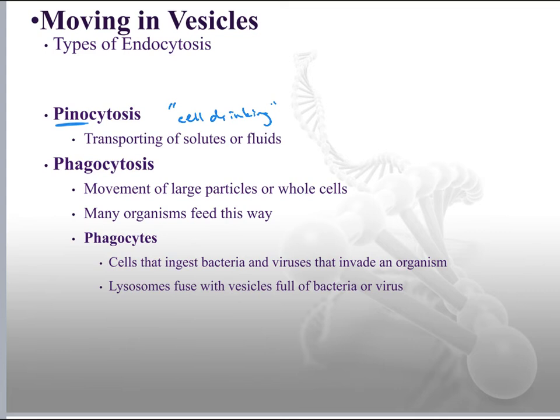And then we have phagocytosis. This is the movement of large particles or whole cells. A lot of organisms feed this way. They more or less just ingest their prey. They kind of swallow up around it and engulf it in. Right? It's too big to fit through a membrane or any type of channel or carrier protein or anything like that. You just engulf it. In fact, there's a whole list of cells called phagocytes. These are cells that ingest bacteria and viruses that invade an organism. Basically, the lysosomes fuse with vesicles full of bacteria or viruses, and then they get released.